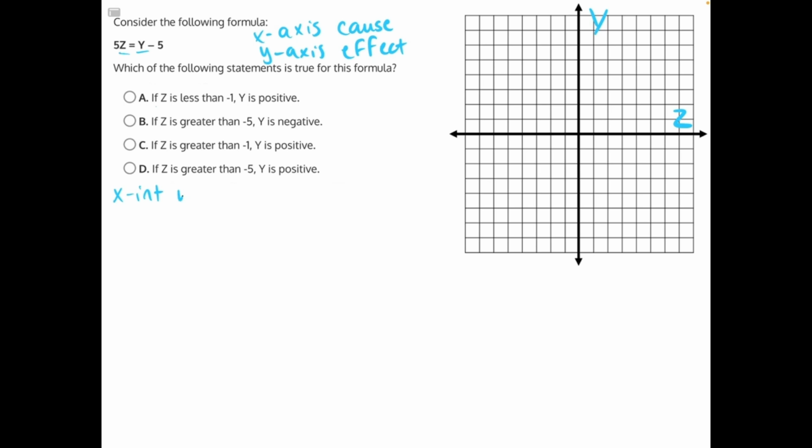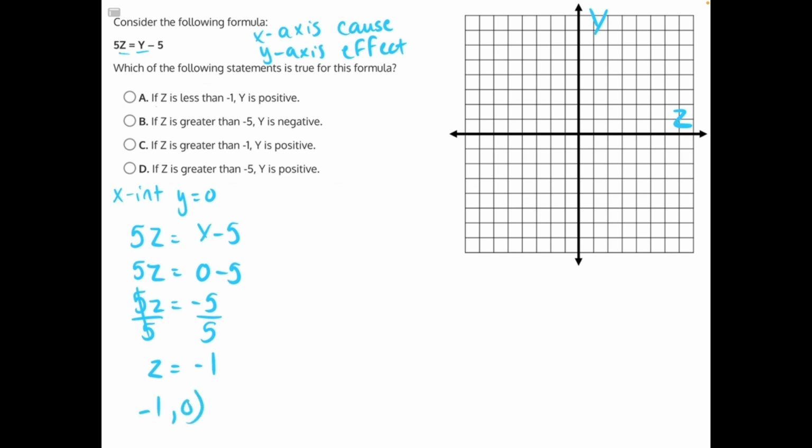To find our x-intercept, we need y to equal 0. So I'll write my equation, 5z equals y minus 5, and then we'll substitute in 0 for y. 0 minus 5 instead of y minus 5. This will give us 5z is equal to 0 minus 5, which is just negative 5. Then 5 is being multiplied to z, so we'll need to do the opposite, which is dividing both sides by 5. These 5's will cancel, leaving us with z equals negative 1. So our first coordinate point is going to be negative 1, comma 0.